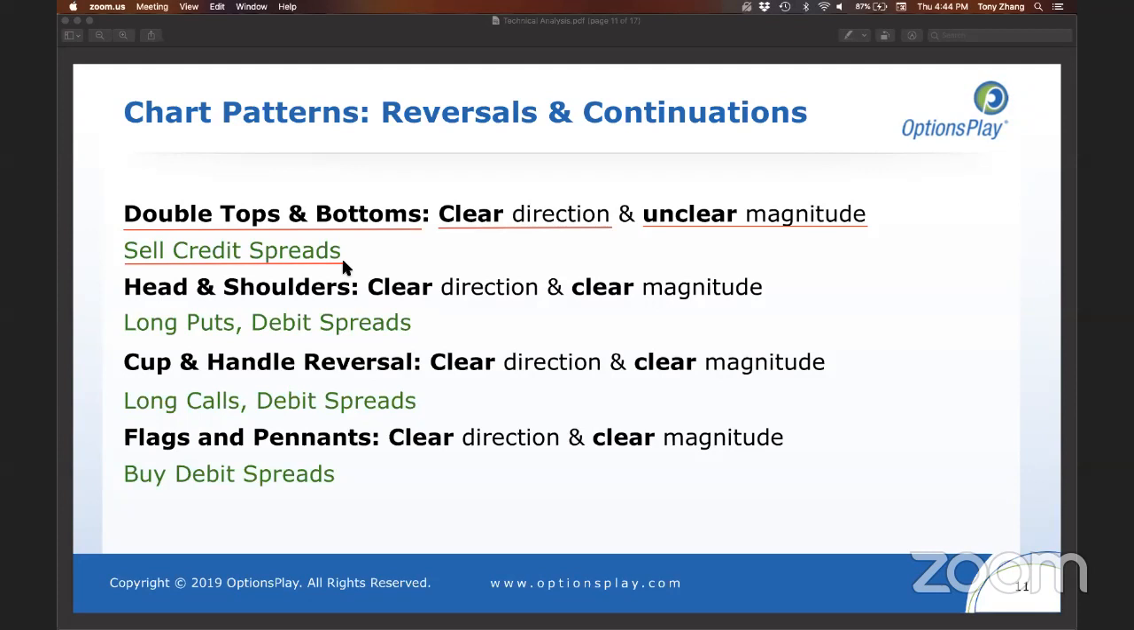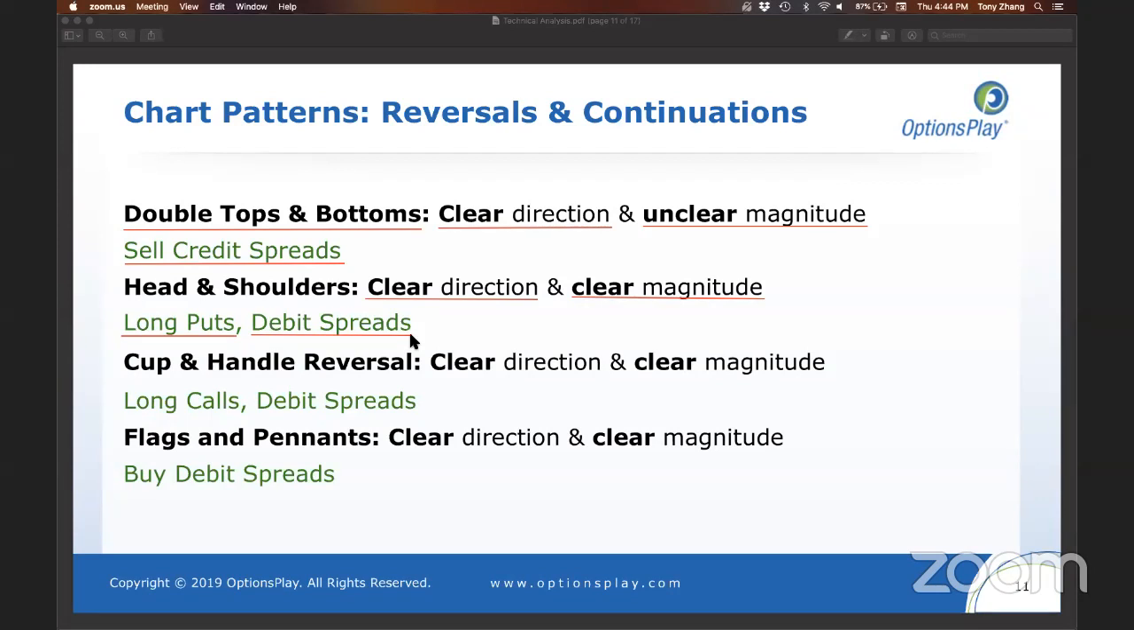Conversely, a head and shoulders reversal is similar to a double top or double bottom, but a head and shoulders does give you a clear sense for direction and it gives you a clear sense for magnitude. So if you ever use a head and shoulders pattern, you can use the neckline to measure how far you think the move will happen. So if that's the case, you want to use either long puts or potentially debit spreads to take advantage of a measured move.